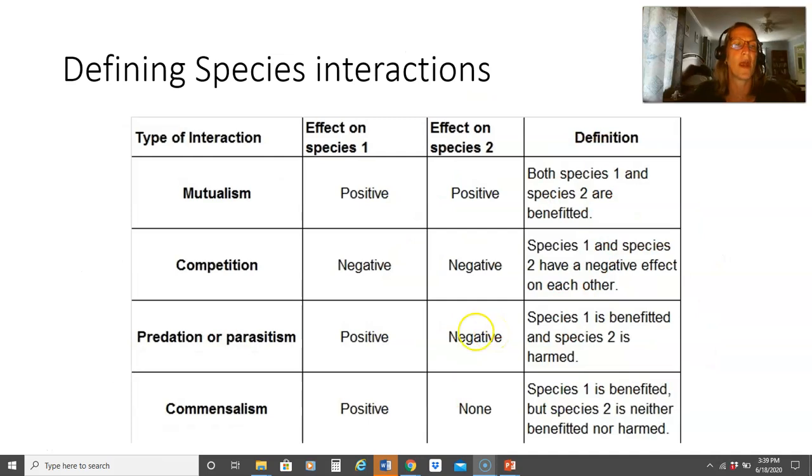A really easy way to define species interactions is by looking at the effects on the species that are interacting with one another. So these are not in the same order that the last slide was, but I'm going to go ahead and talk about them in the same order. So competition, I believe, was the first one that I mentioned on the previous slide.